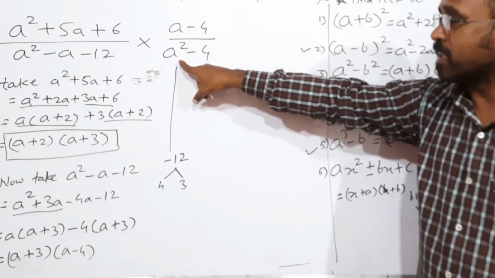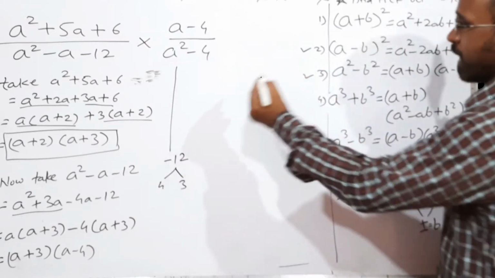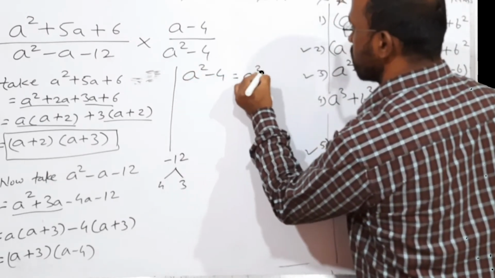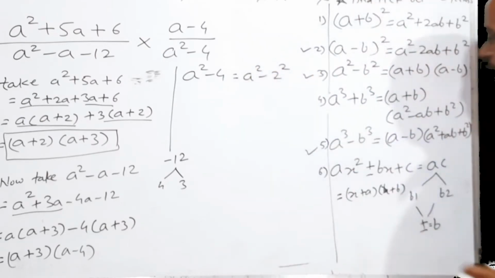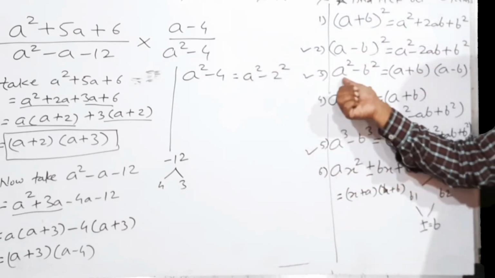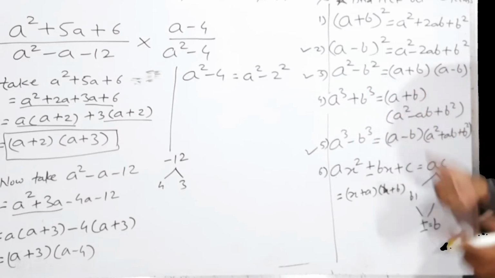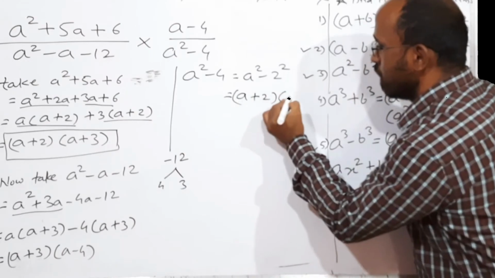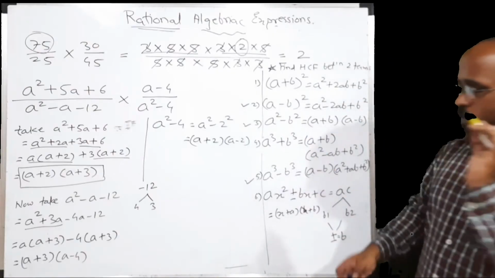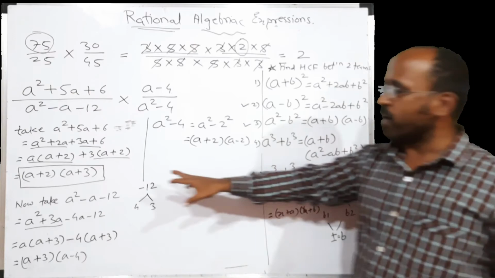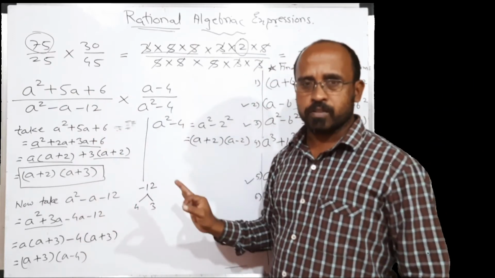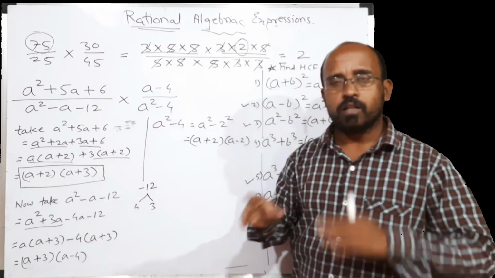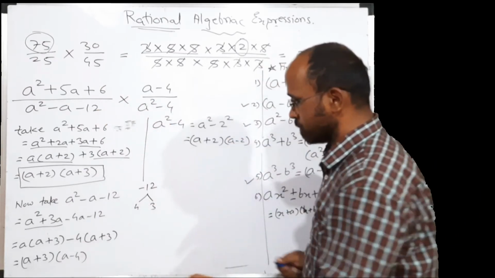Means we can write it as a square. Therefore we can write a square minus 4 is equal to a square minus 2 square, right? And here we can use the formula of a square minus b square, whose answer is a plus b into a minus b, means a plus 2 multiplied by a minus 2. So students, now we have factorized all the expressions which are possible to factorize, first, second, third. So let's write it in the final answer.